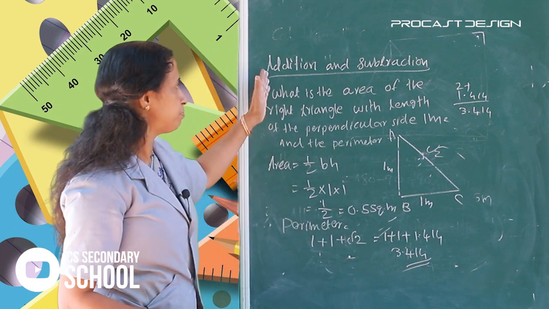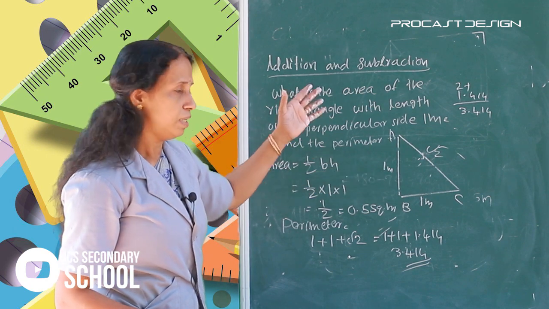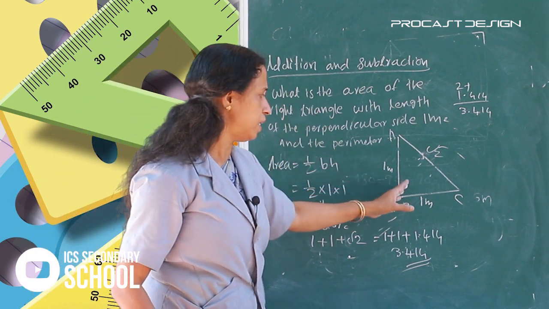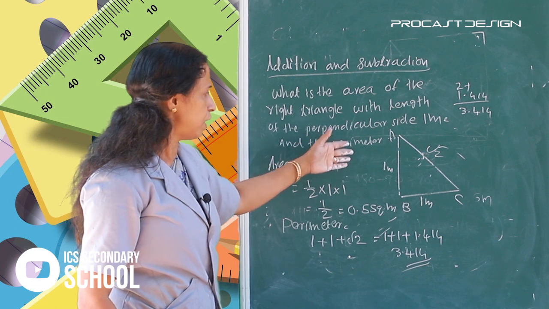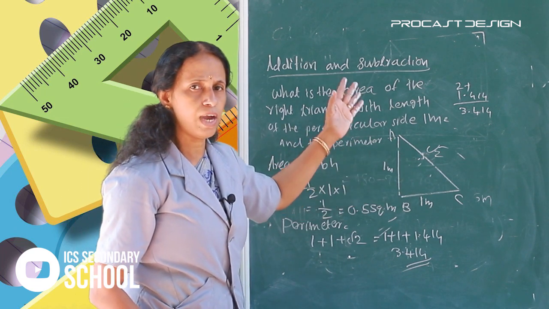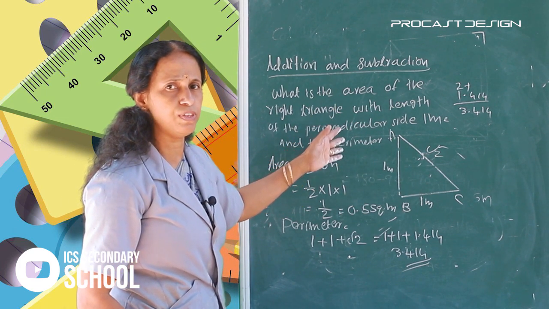3.414. Look here. This is a right triangle. The perpendicular side of this right triangle is equal to 1 meter. Find the area of the right triangle.